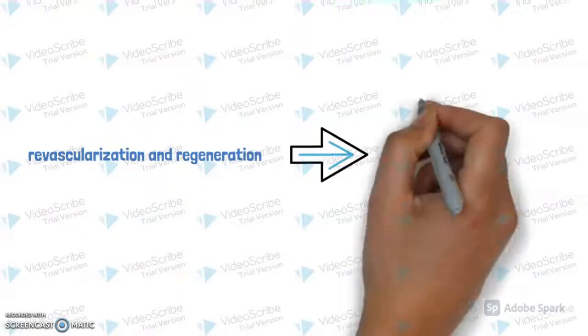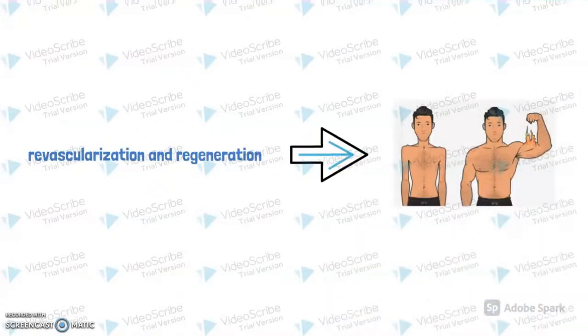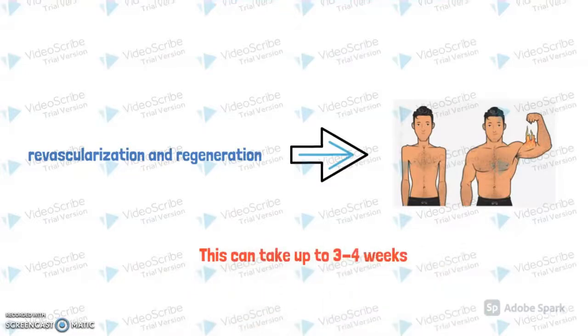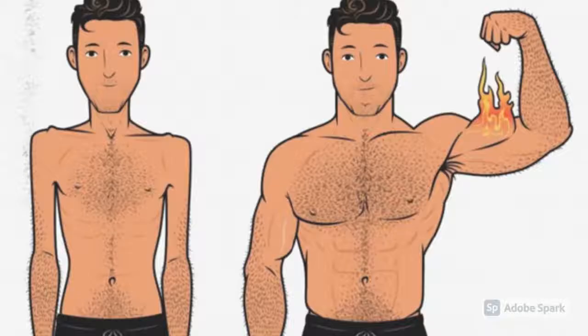Finally, the revascularization and regeneration of the neuromuscular junctions within the damaged area occurs, allowing the muscle to return to normal functioning. This whole process of muscle regeneration can take up to 3 to 4 weeks. Now your muscle is ready again for action and Ava can run another 100 kilometers.